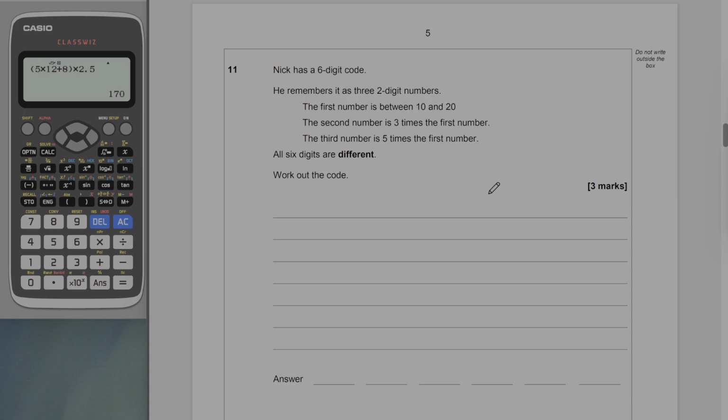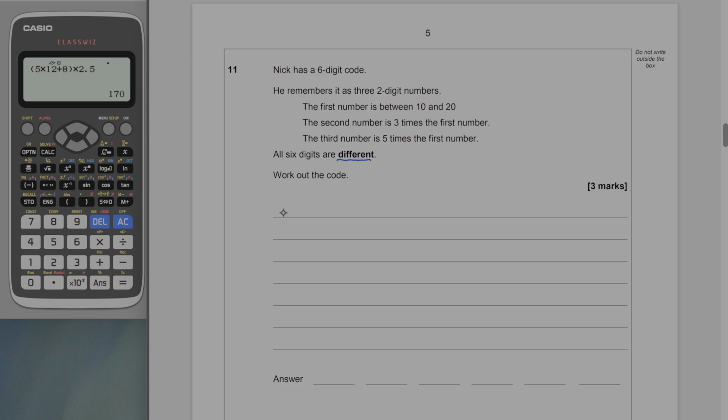Okay, question 11. Nick has a 6-digit code. He remembers it as 2-digit numbers. The first number is between 10 and 20, so that means that there are only 9 possibilities. The second number is 3 times the first. The third number is 5 times the first. All 6 digits are different. Okay, that's a key bit of information. All 6 digits are different. So I'm going to do it like this.